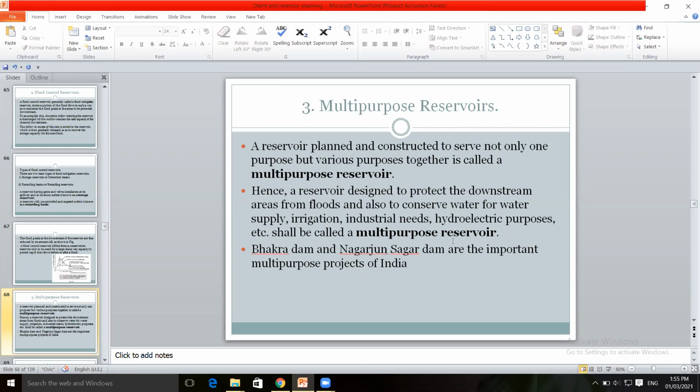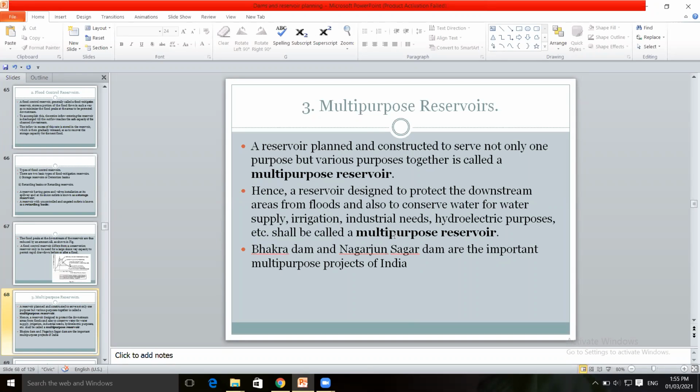A multi-purpose reservoir is designed to protect the downstream areas from floods and also to conserve water for water supply, irrigation, industrial needs, and hydroelectric purposes. It is a combination of all of these. Therefore it is called a multi-purpose reservoir. In a multi-purpose reservoir, the reservoir is designed for different purposes.